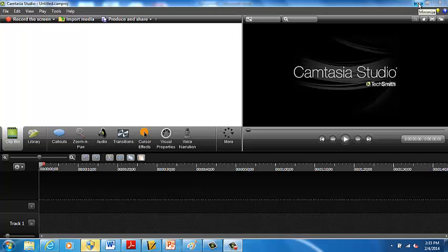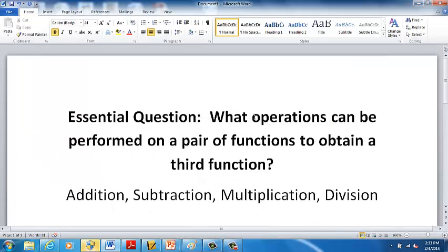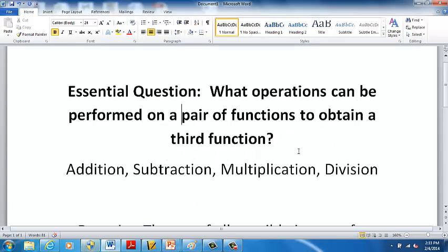Okay, today we're going to look at section 6.3 and the essential question is what operations can be performed on a pair of functions to obtain a third function. Okay, so we can add, subtract, multiply, or divide combinations of functions to create new functions.